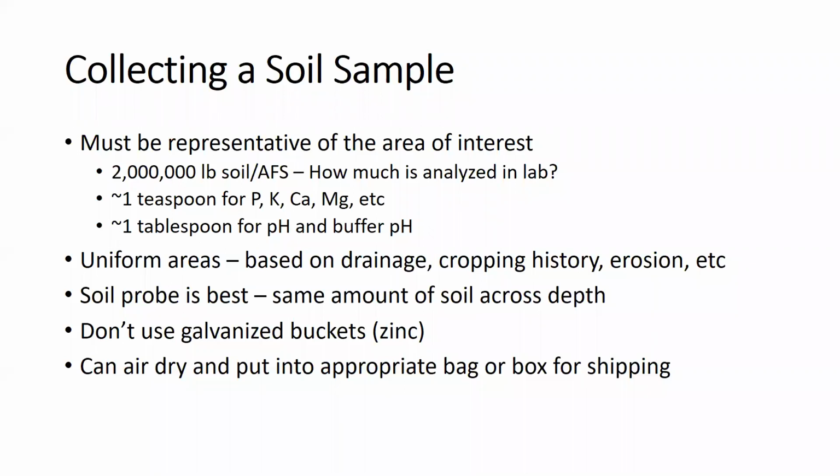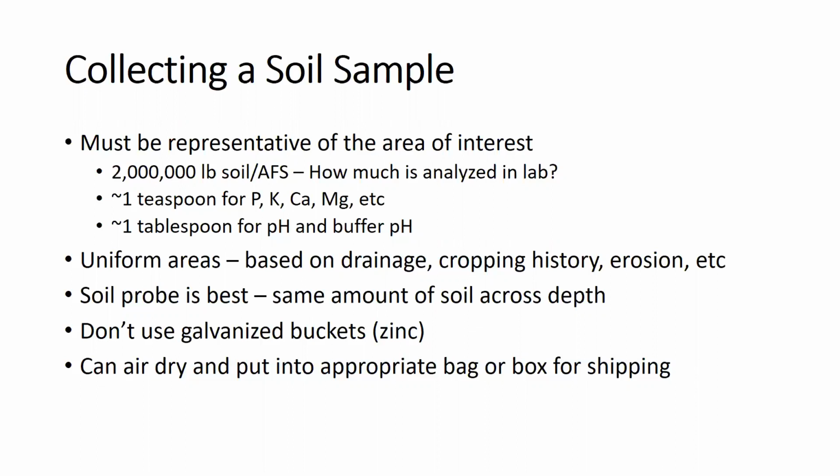A soil probe is best. You can use a shovel, but we want to make sure that we're getting the same diameter of soil at 4 inches as we are at the surface. So if you use a shovel, you have to make sure to trim it evenly. But a soil probe is best. You can use an auger, but that's a backbreaker, and you have some problems with getting the same amount. So we just want to make sure that the probe is representing that area well.